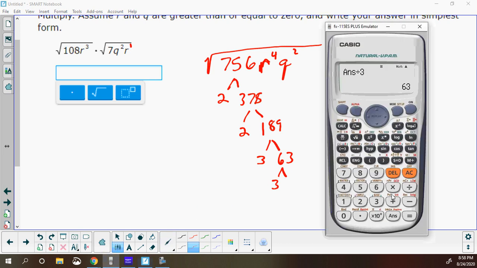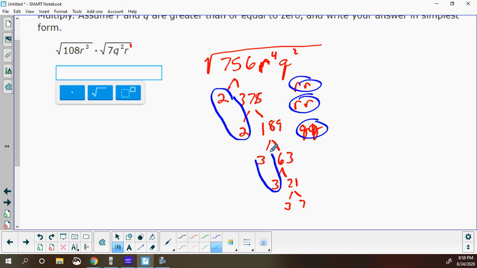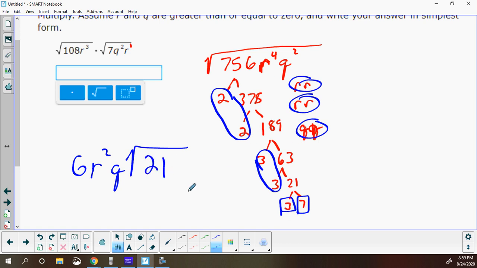So just keep working, whittling it down. 21. And then 3 again. 7. R's and Q's. So we have a Q, a pair of R's, 2's, 3's, no pair, no pair. Final answer, 2 times 3 is 6. Should be R squared on the outside. Just one Q, build your house. 3 times 7 is 21, and that takes care of that.